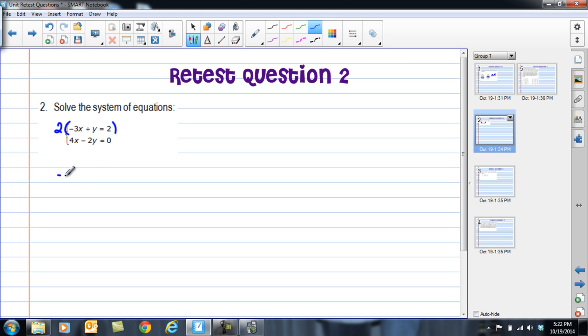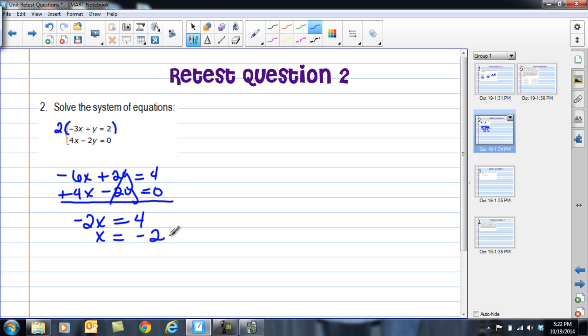So this is going to become negative 6x plus 2y equals 4, and then the bottom equation did not change. And so when I add these up to eliminate, those will cancel. Negative 6x plus 4x gives me negative 2x, and then 4 plus 0 makes 4, and when I divide both sides by negative 2, I get that x equals negative 2.